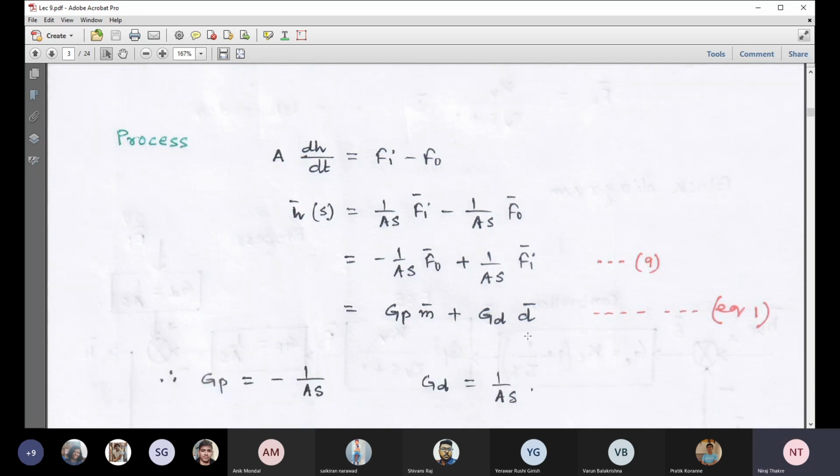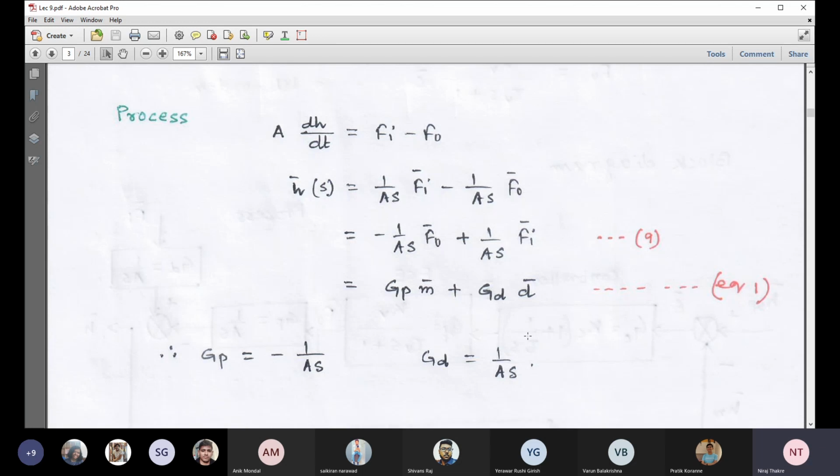Now if we compare equation 9 and equation 1, we get these two transfer functions, GP and GD, for the example process.